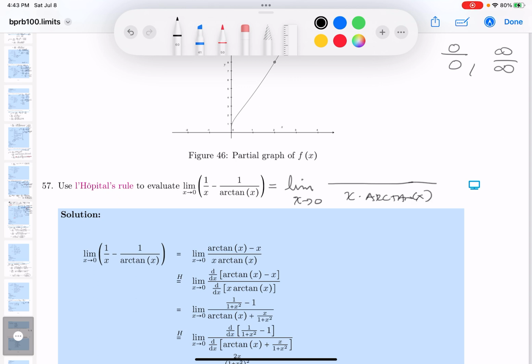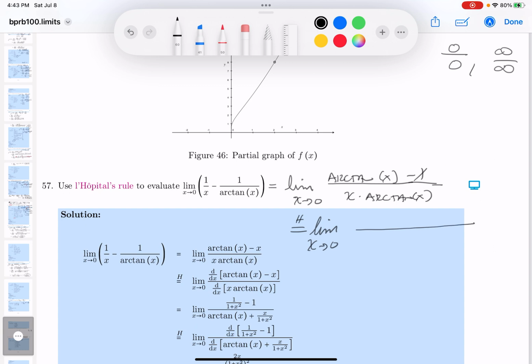And on top, what do you get? You get arctangent. Well, what's nice about this is the limit of the top is, I'm sorry, I made a mistake there. The limit of the top is 0, and the limit of the bottom is 0. So I'm at L'Hopital's rule now. Let's write this down. I'll put my H over here, limit, and let's hope things go as advertised.